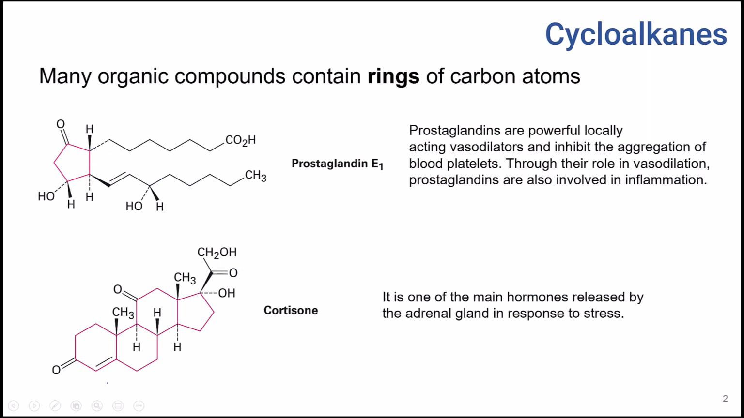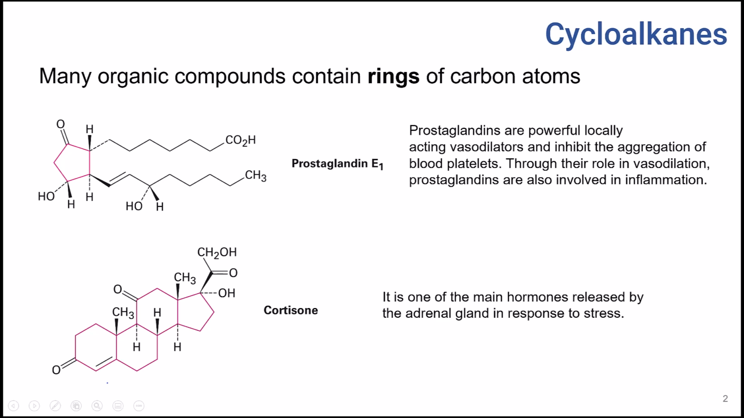So we have prostaglandin here. These are powerful locally acting vasodilators that inhibit the aggregation of blood platelets. So these prostaglandins are used to stop blood clots, and it's also used in vasodilation for inflammation. And we also have cortisone here, which has several cyclic structures, which you can see. This is a basic structure of a steroid.